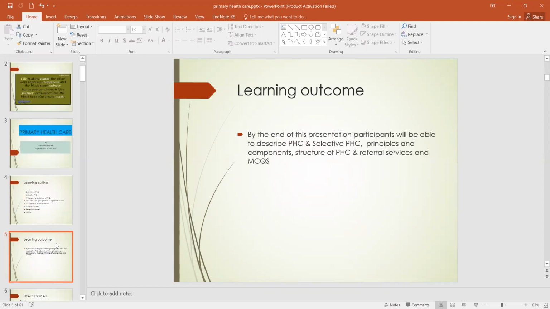By the end of this presentation, participants will be able to describe what is primary healthcare and selective primary healthcare, principle, component and its structure, referral services and MCQs.